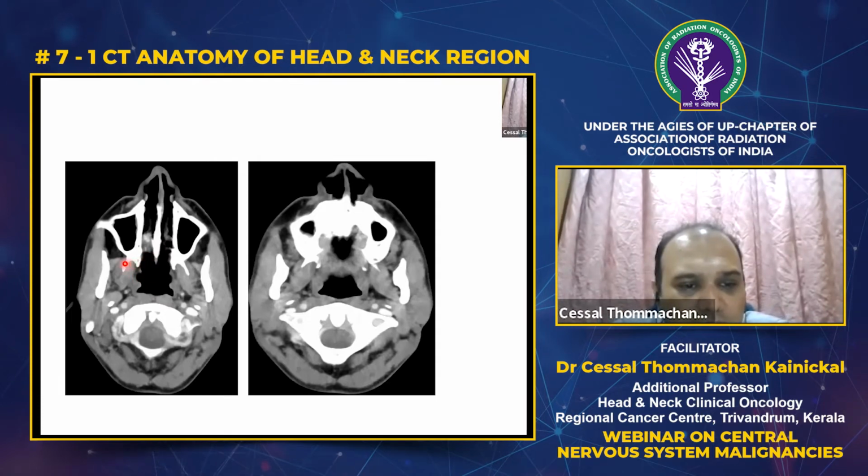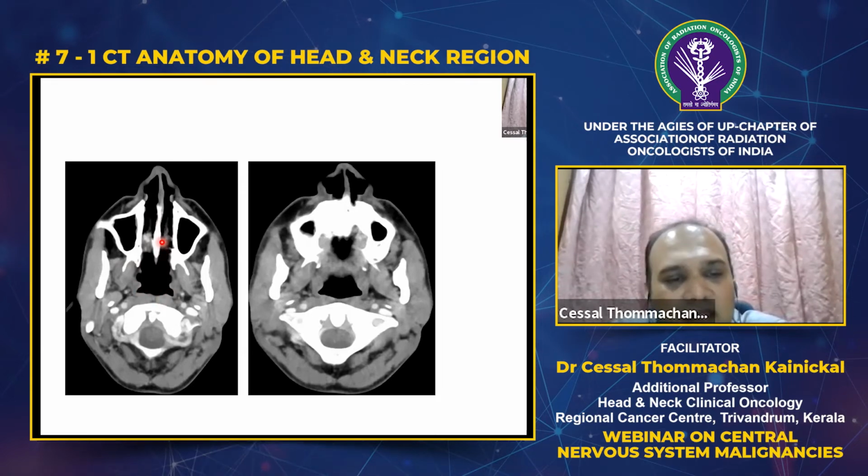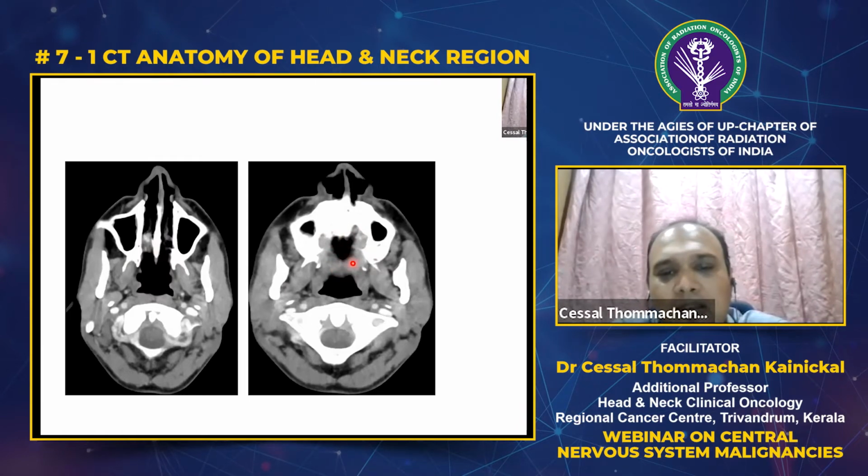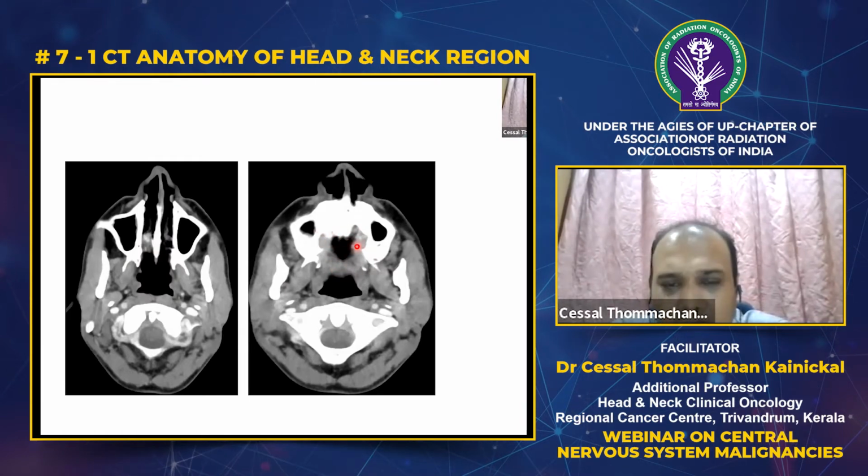So these are the pterygoid plates here. This is the nasal cavity. So the pharynx posterior to the nasal cavity is nothing but what? Nasopharynx. So it is very simple. Any pharynx posterior to the nasal cavity is nasopharynx. This is the hard palate. So the pharynx posterior to the oral cavity is the oropharynx; the hard palate is part of the oral cavity.